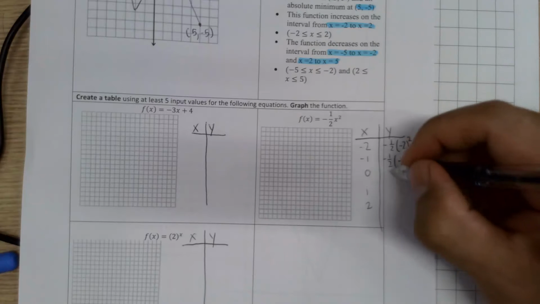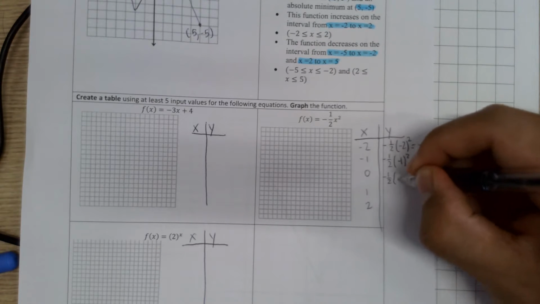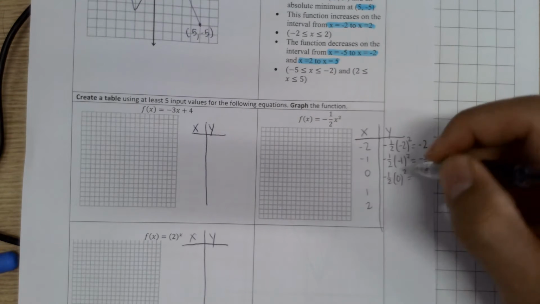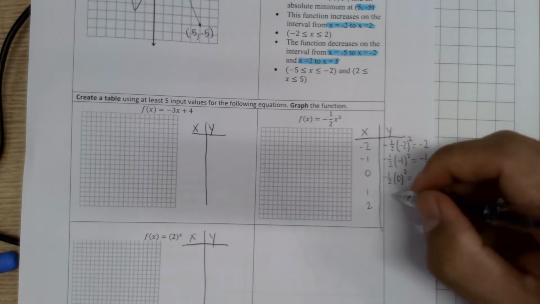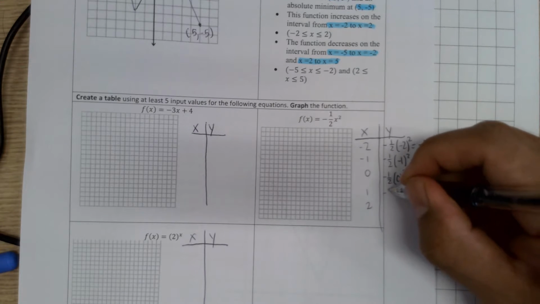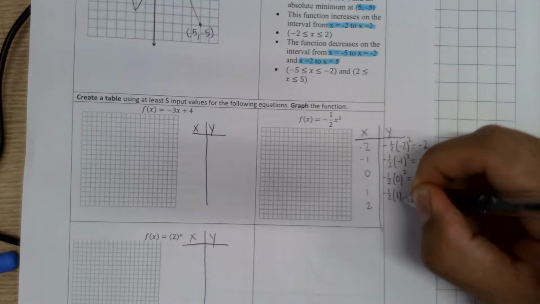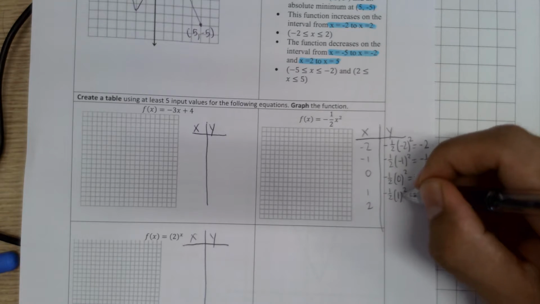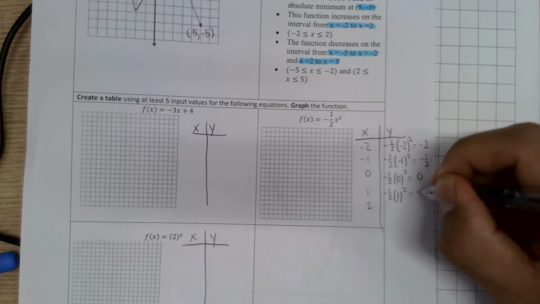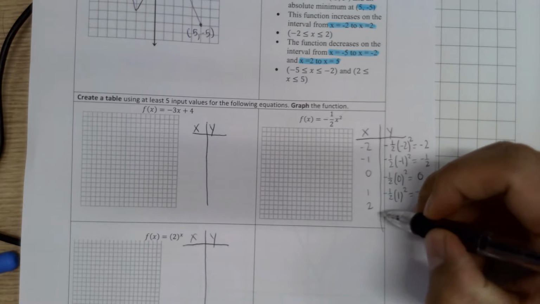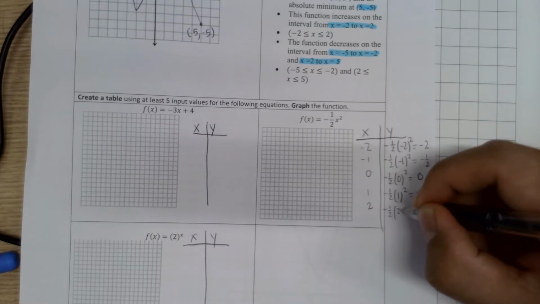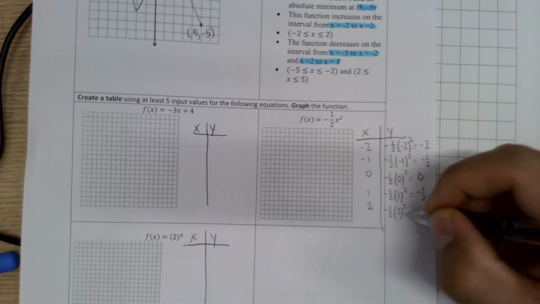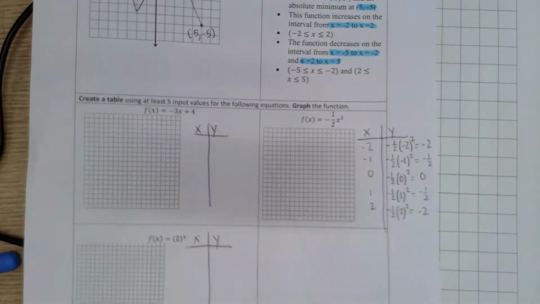This right here is -1/2 times 0 squared, which is equal to 0 because 0 times any number is 0. And -1/2 times 1 squared, again 1 squared is 1, times -1/2 equals -1/2. And then lastly, if I plug in 2, -1/2 times 2 squared, 2 squared is equal to 4, times -1/2 is equal to -2.